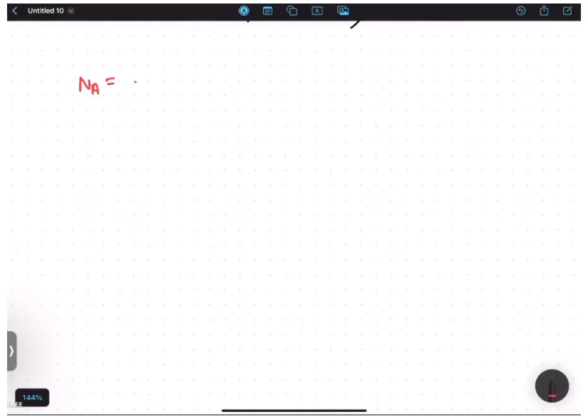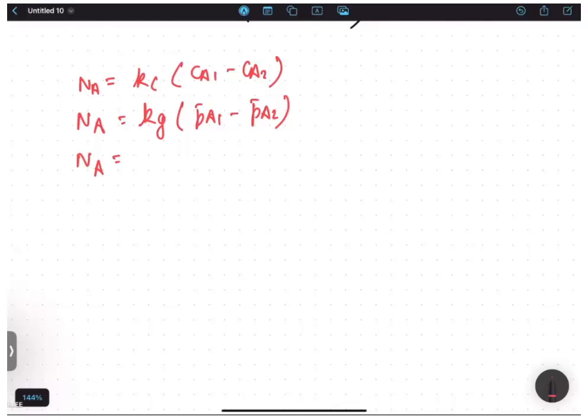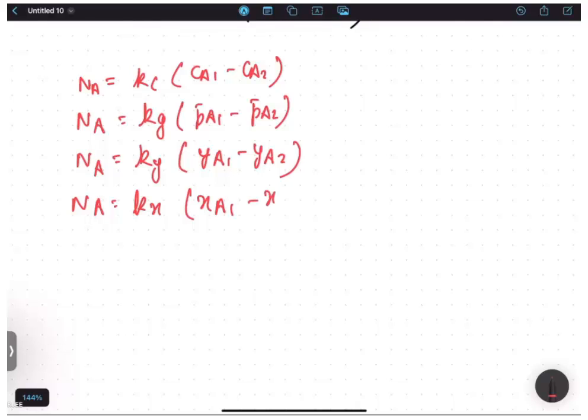So we can write our flux as, please see here, Kc into Ca1 minus Ca2. We can write it as Kg into Pa bar 1 minus Pa bar 2. We can write it as Ky into Ya1 minus Ya2. And we can also write it as Kx into Xa1 minus Xa2.